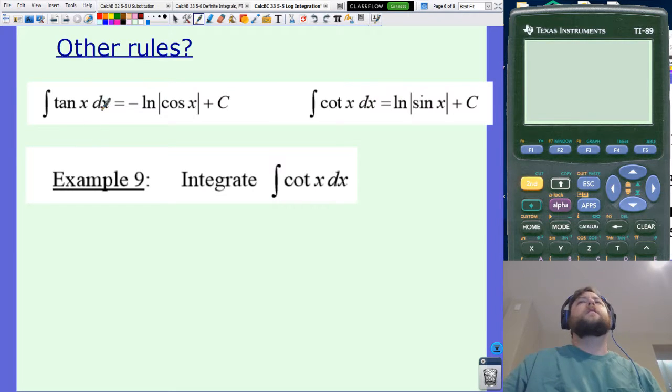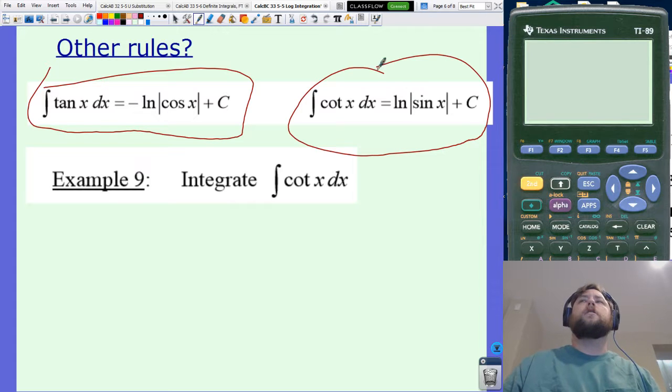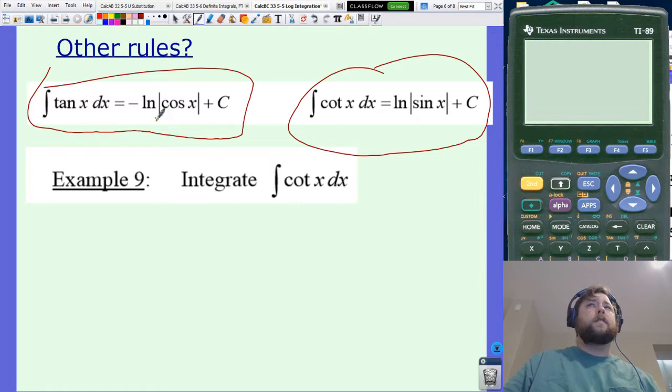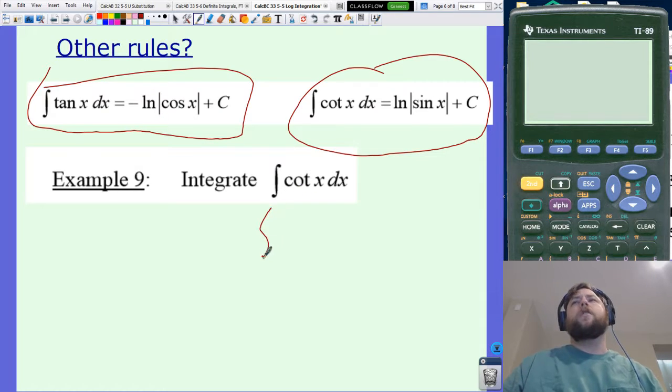Other rules. Sometimes they show you these rules for the integral of tangent and cotangent. I don't think you need to memorize these, but I want to show you how you could get them. Even if you didn't have this memorized, it's basically a u substitution problem. So I'm going to integrate cotangent. Now, cotangent is the same thing as cosine over sine, cosine of x over sine of x.